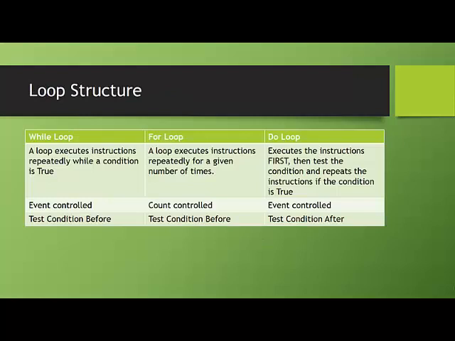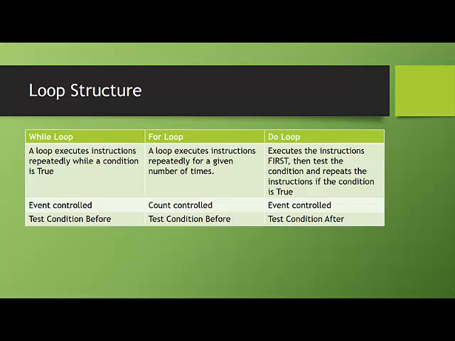What types of loops do we have available to us in programming? Typically, you have three different types of loop structures. You have a while loop, a for loop, and a do loop. In a while loop, instructions are executed repeatedly while a condition is true. In a for loop, execution of instructions is repeated a given number of times. And in a do loop, the instructions are actually executed once. Then we test a condition to determine whether we repeat those instructions, and we'll repeat them if the condition is true.